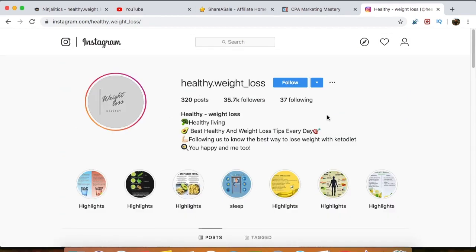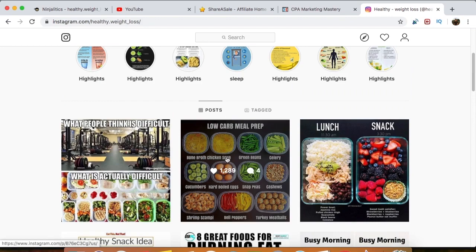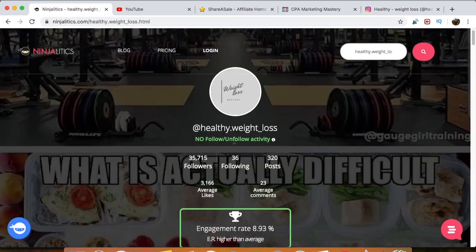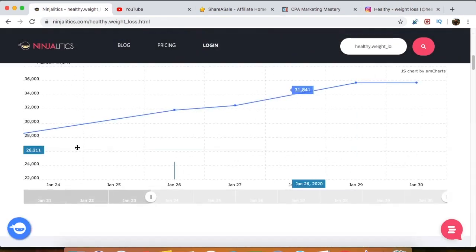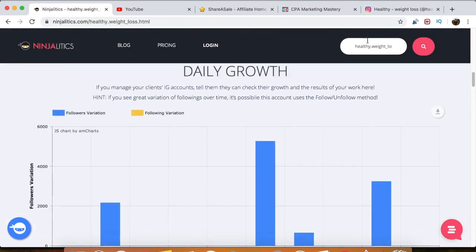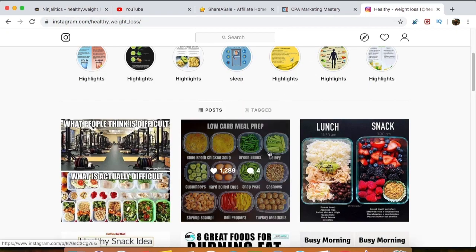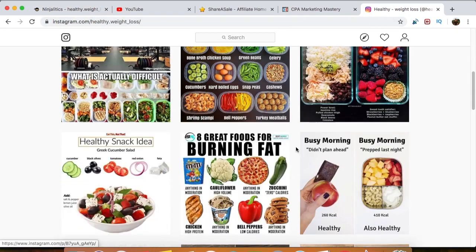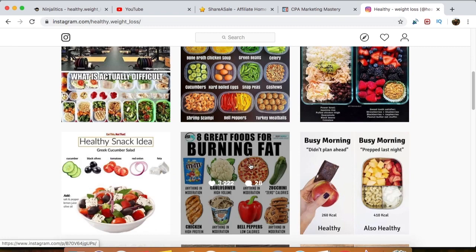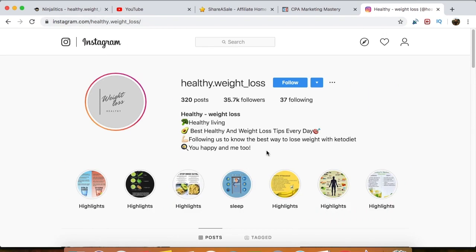So, do they have enough followers? Yes, they have 35,000 followers. Do they have a lot of likes? Yes, they have a 9% engagement rate. Is their account growing? Yes, it is. And finally, do they have at least 10 to 20 comments on each picture? Yes, they do. So these are all good signs that this is a good influencer.